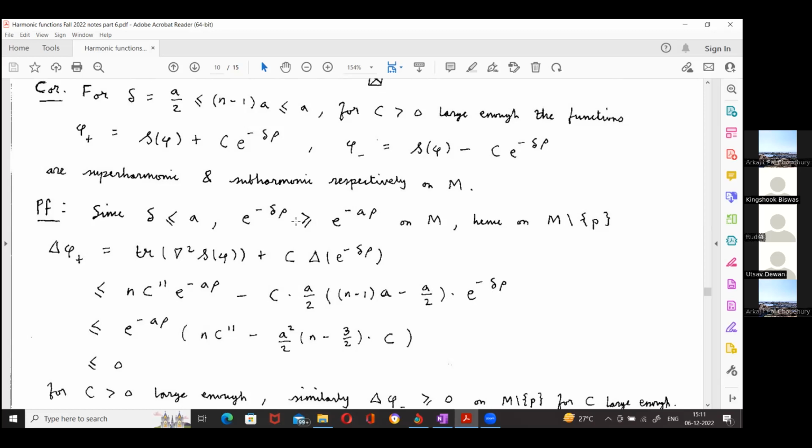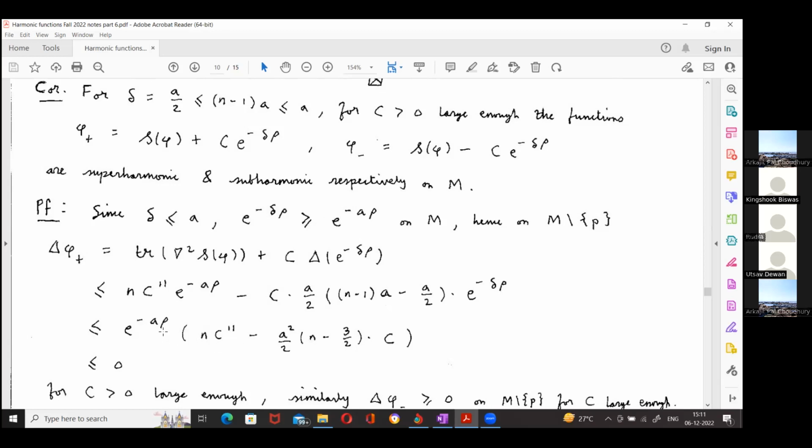And since e to the minus delta rho is bigger than or equal to e to the minus a rho, if I have a minus sign here, then minus e to the minus delta rho is less than or equal to minus e to the minus a rho. So I can replace this e to the minus delta rho by e to the minus a rho. And I put these two terms together.